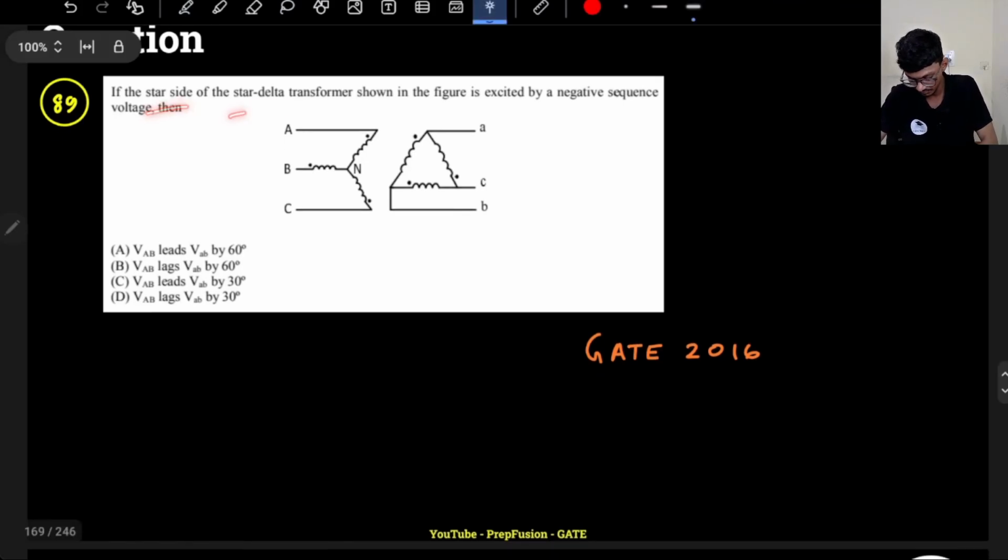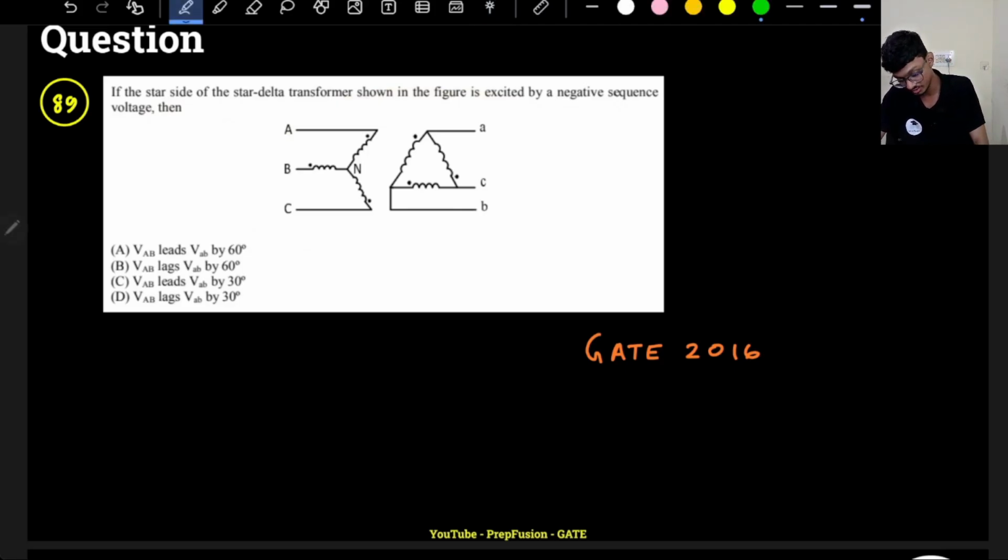If the star side of the star delta transformer in the figure is excited by a negative sequence voltage, then what are they asking? Negative sequence voltage. What does negative sequence voltage mean? Remember, negative sequence means the phase sequence has changed now.